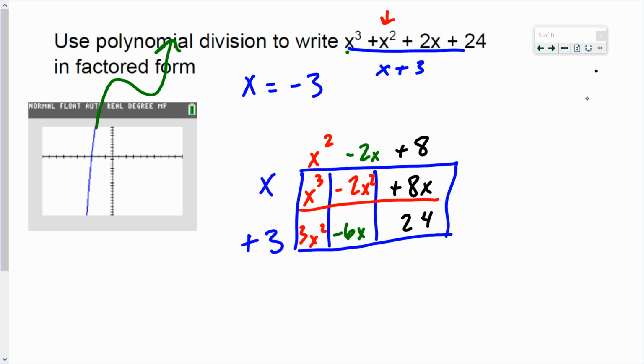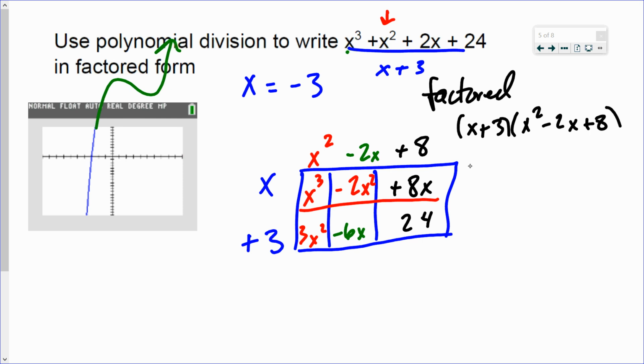if we only ask for the factored form, you don't solve it. You're just asking, okay, here's the factored form: x plus 3 times x squared minus 2x plus 8. There it is. Now, a separate problem, if we ask, find the zeros, that's a totally different question. Now you do the same thing.